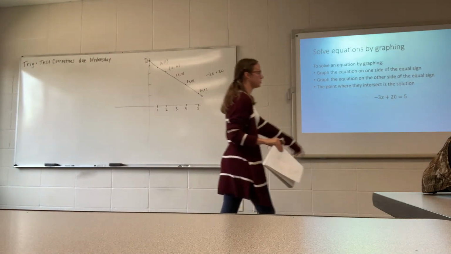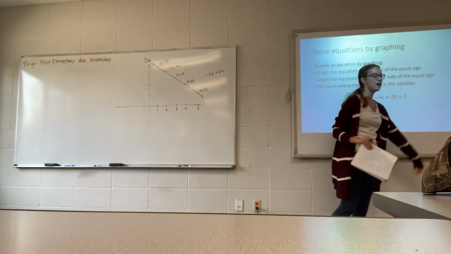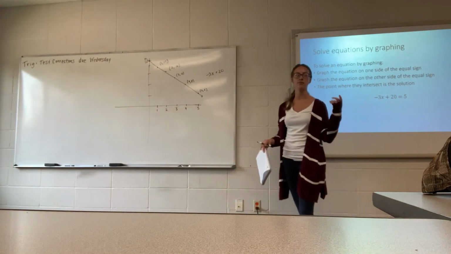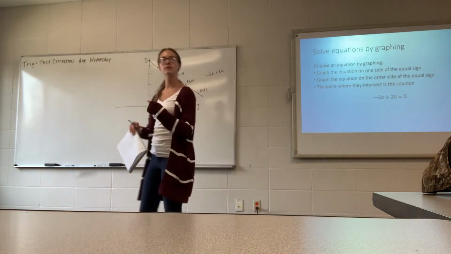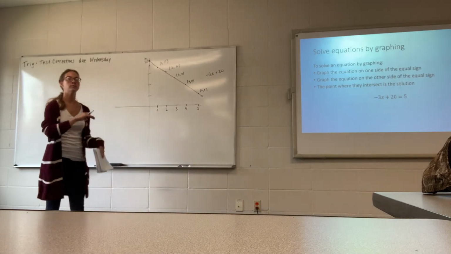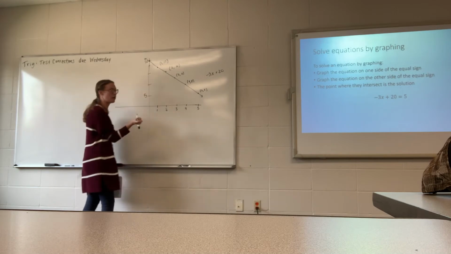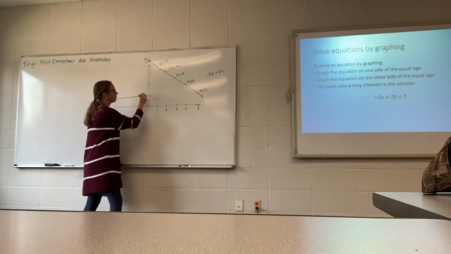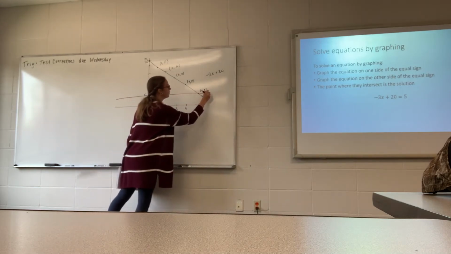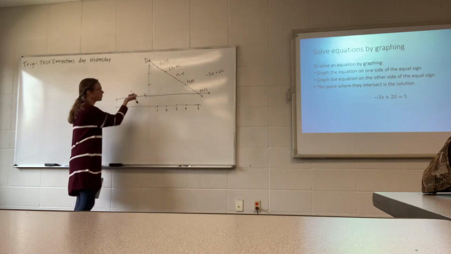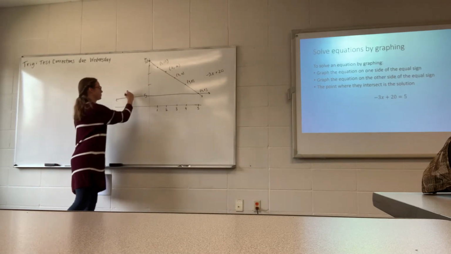If I have just 5 on this side, how do I graph the line 5? Jaden? Yep, I'm just going to have a horizontal line at 5. So just a straight horizontal line at 5. Okay, so here's my line of just y equals 5.